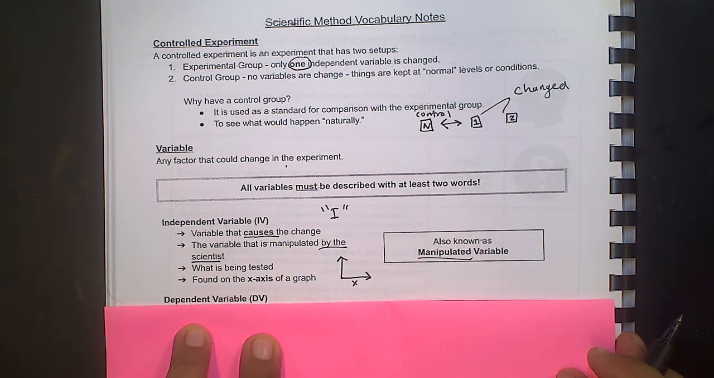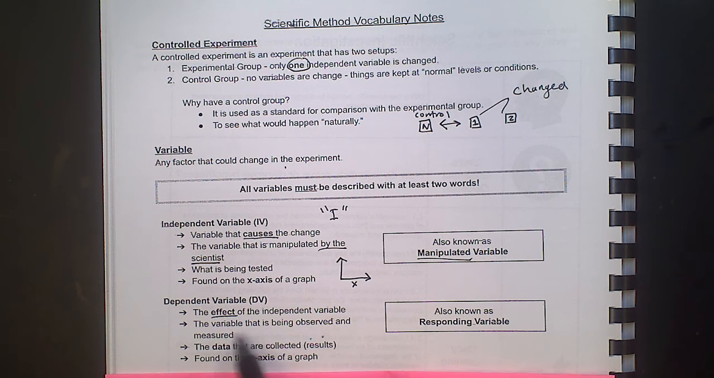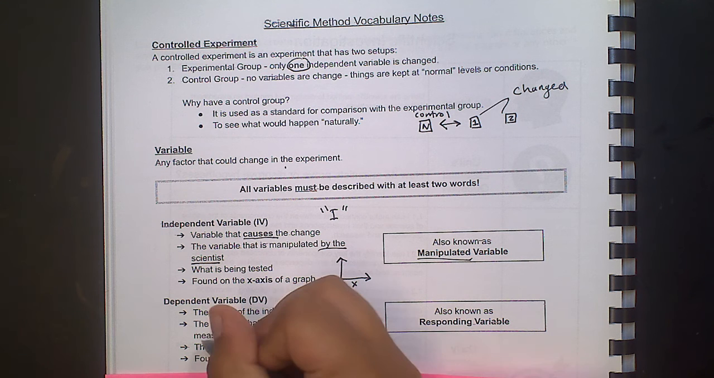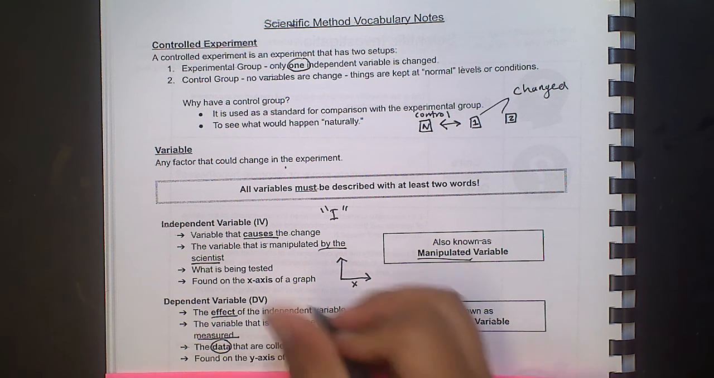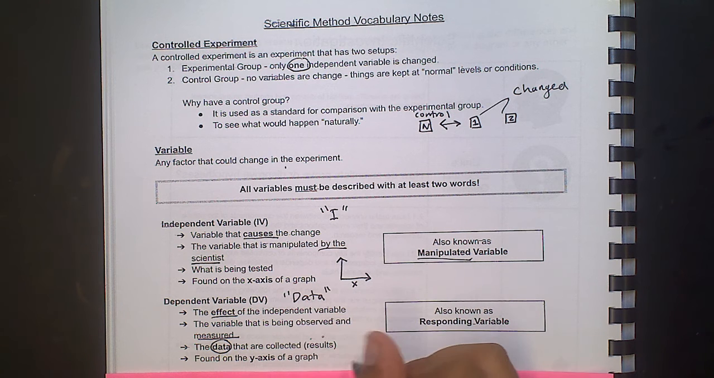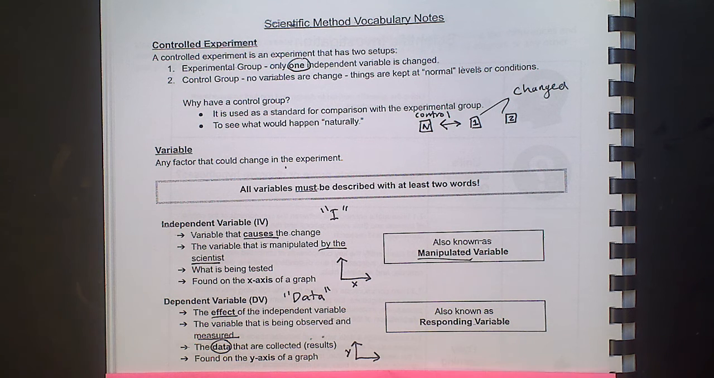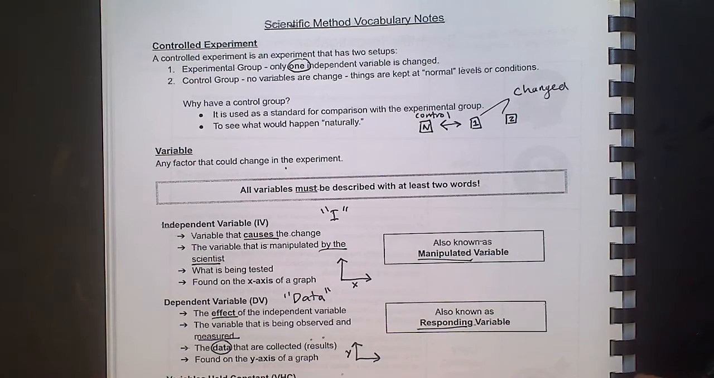The dependent variable, the DV, is what changes. So it's the effect of the independent variable, the variable that is being observed and measured. So another way to remember it is that it's the data that's collected. And it's found on the y-axis of a graph, so that's our vertical. Some people also call it a responding variable.